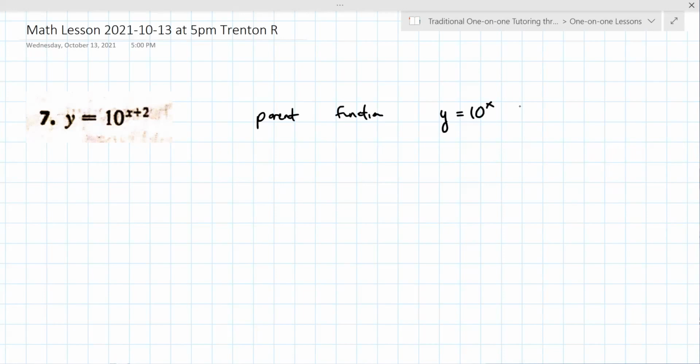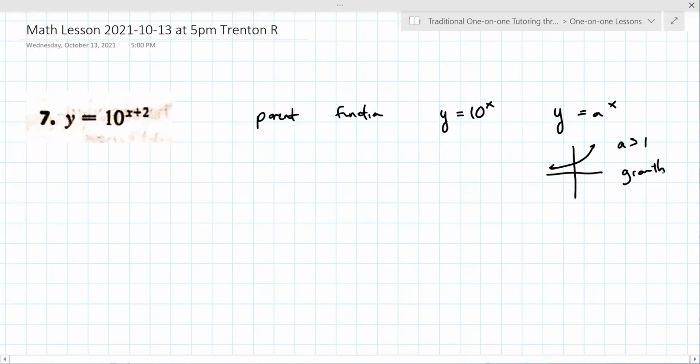So any function y equals a to the x always has this growth shape, depending on the value of a. So if a is greater than 1, it has this growth shape to it. You can make a table. Do you know what you're doing in class for this? No, we haven't. He actually hasn't gone over problems like this.